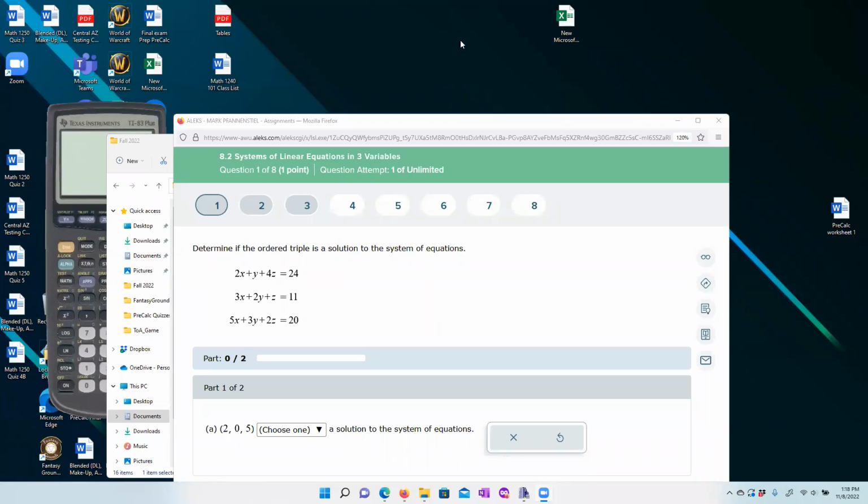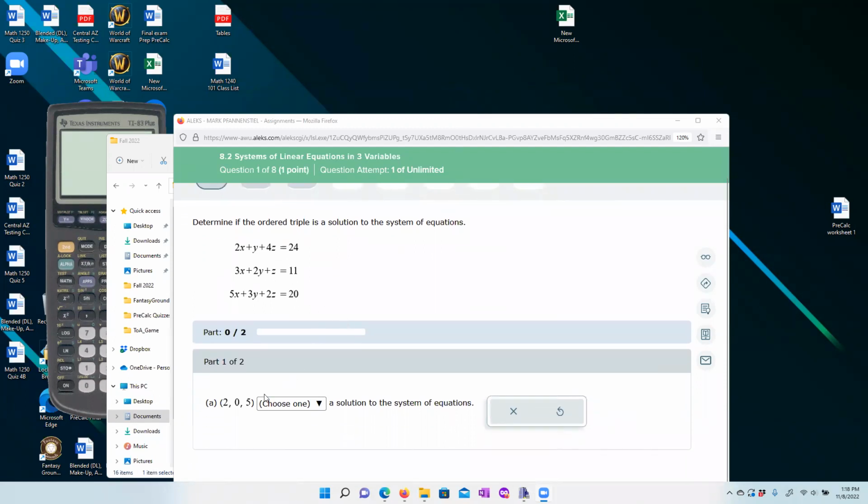This is Chapter 8. We're talking about systems of equations. This starts off pretty tame. They give us some systems, some equations, and then they give us the solution. And they say our job now is to test to see whether or not this actually works.